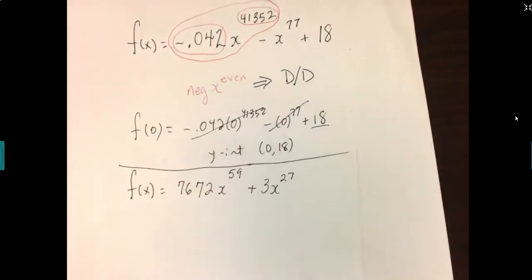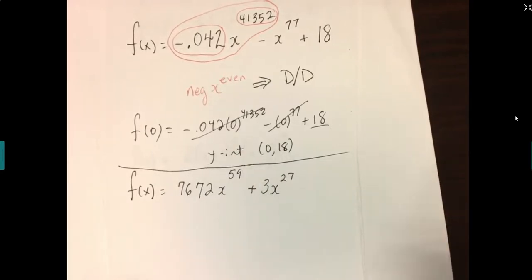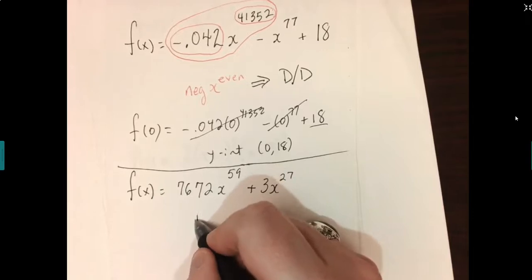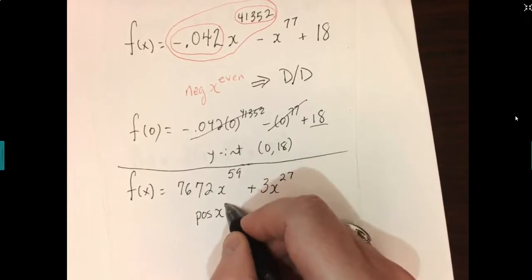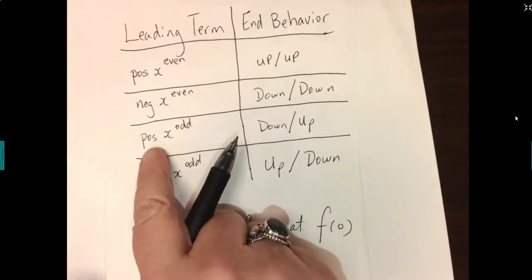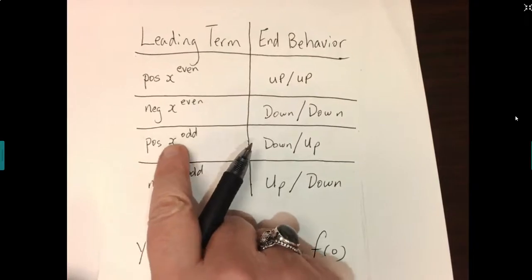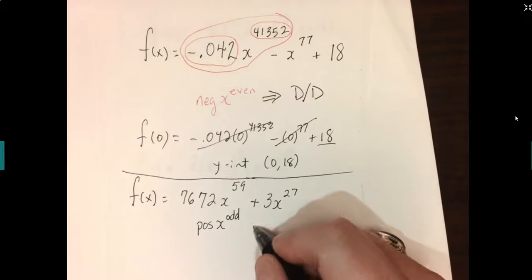Let's look at this one. So this is my leading term. Okay, it has the highest power of x. And we have a positive number times x to an odd power. So if my leading term is a positive number times x to an odd power, the end behavior is down, up.